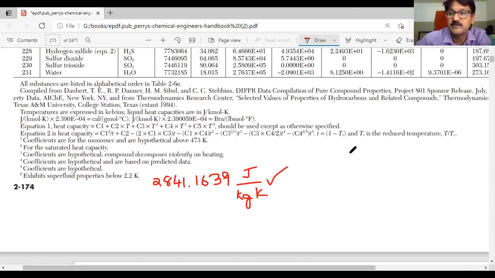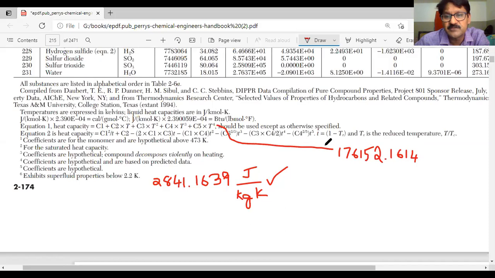Please respond. Are you listening to me? Can you hear me? No, sir. We are getting different answers, sir. See here, you are getting what calculation value? Approximately 1614. Is anybody getting this value after calculating by this equation? Are you getting this? Yes, sir.